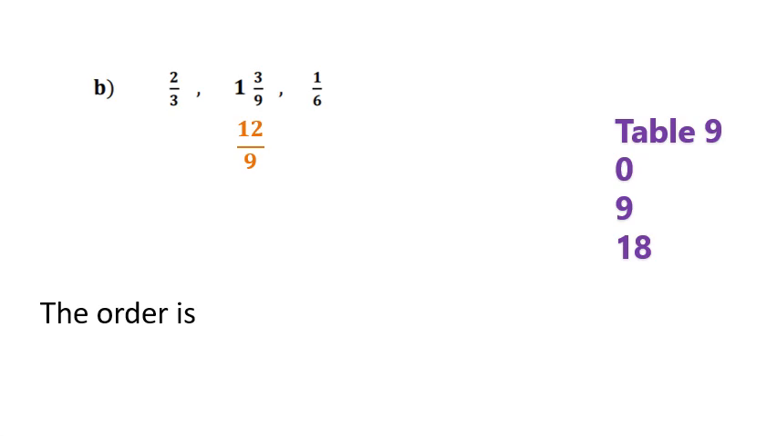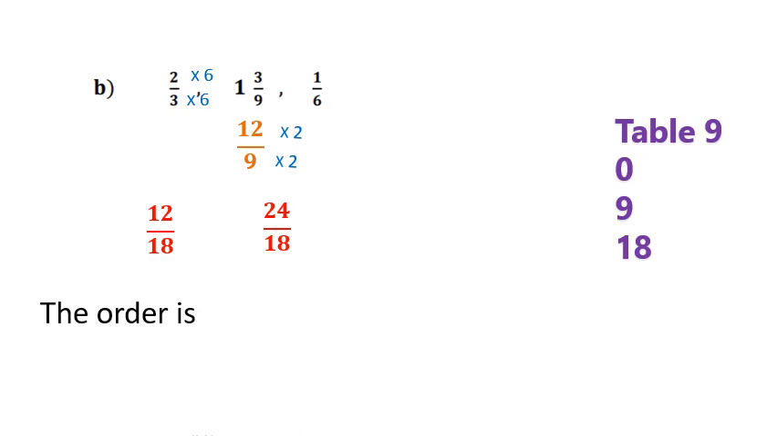Let's do it. 2 out of 3: to make 3 become 18, I will multiply 3 by 6, and as I do in the denominator, I will do in the numerator. So 3 times 6 is 18, and 2 times 6 is 12. Next, 12 out of 9: I will multiply 9 by 2 in the denominator, and as I do in the denominator, I will do in the numerator. 9 times 2 equals 18, and 12 times 2 equals 24.